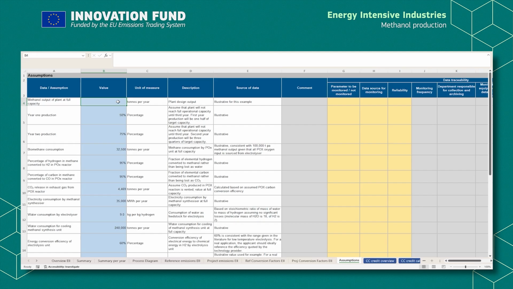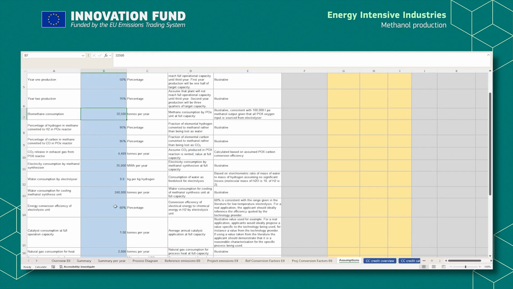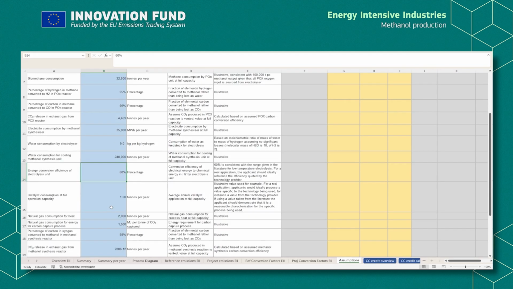The first assumption listed here is the methanol output of the plant at full capacity. For the example, we'll set that to 100,000 tons per year. Following this, there are parameters relating to the rate at which the project is expected to reach full capacity. Other assumptions listed here include consumption rates for some of our process units, for example biomethane consumption by the POX reactor, and the energy conversion efficiency of the electrolyzer. There is also the rate of catalyst consumption, the water consumption for the electrolyzer, the water required for cooling the methanol synthesizer, and a value for CO2 venting from the methanol synthesizer.